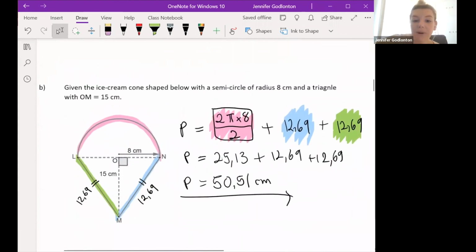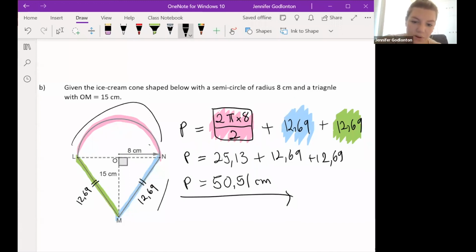Okay, so this one, the reason we don't plus those eights is because those eights here and here are not part of our perimeter. The perimeter is only looking at the outside of our shape. So the only things in my perimeter here are this pink curve, this blue line, and this green line. Those are the only three things we need to add. Okay. Makes sense. Thank you. Okay. Yes.